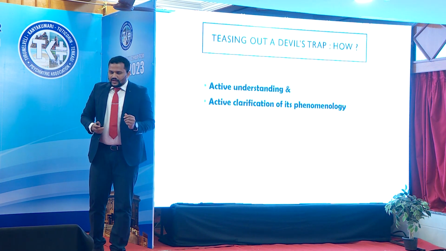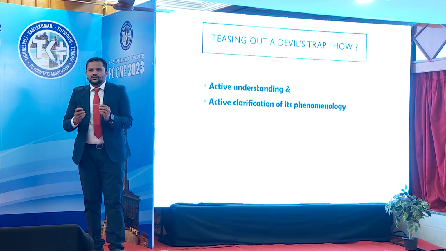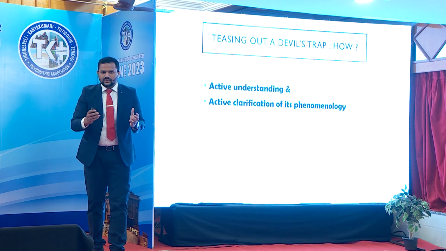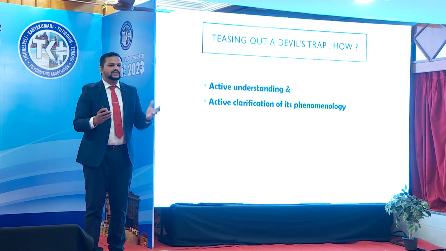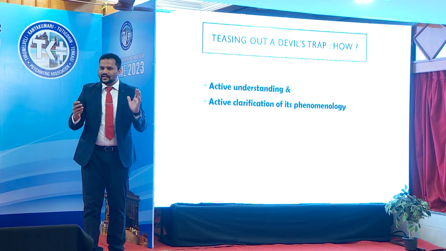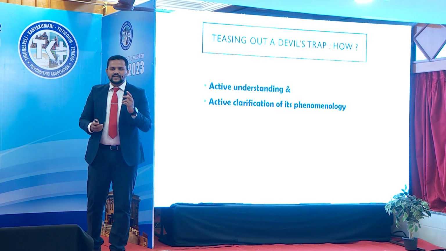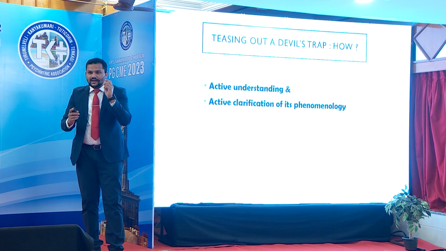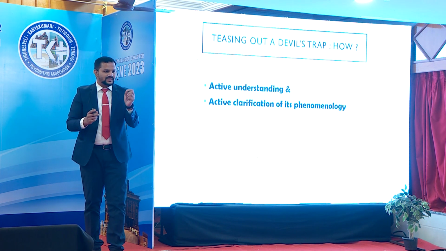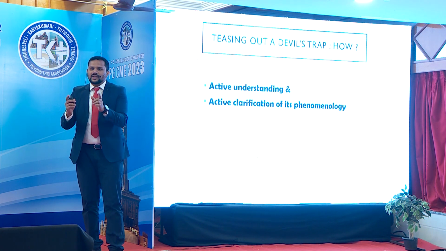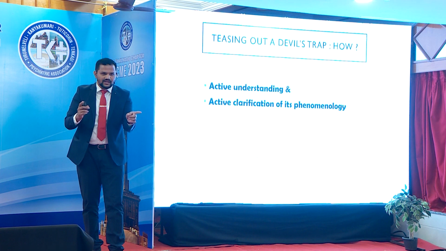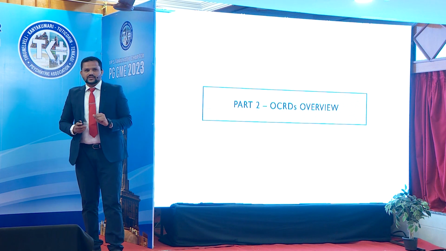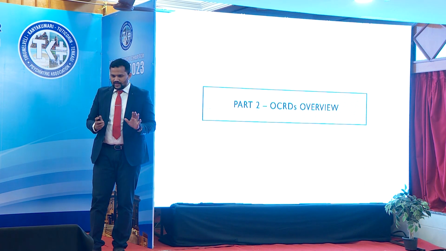Here, instead of understanding the theory or the treatment part, for example, if you are given a case of schizophrenia, just listening to their history will be enough to understand the diagnosis. But in terms of comorbid disorders with OCRD, active clarification is needed with the correct question at the correct time. If you are unable to do that, you will be confused whether it is OCRD, OCD, or part of another OCRD. Now, I will give an overview of the OCRDs.